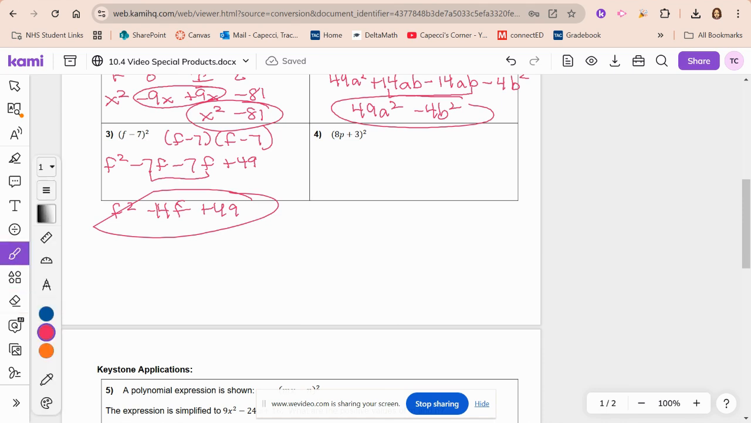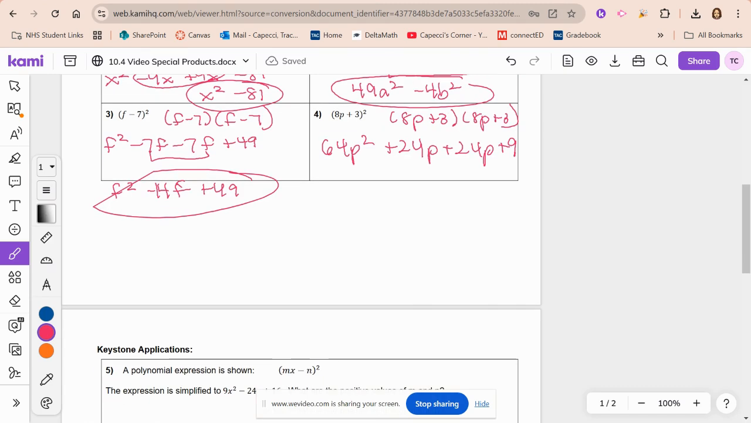We'll do the same thing with my next one. I have (8p plus 3) squared, and I'm going to write it out so I don't make a mistake. 8p times 8p gives me 64p squared. My outside is 24p, my inside is 24p, and my last is plus 9. So I end up with 64p squared. Now again, my outside and inside terms are going to be the same, so I'm just going to combine them. And there's my final answer right there.